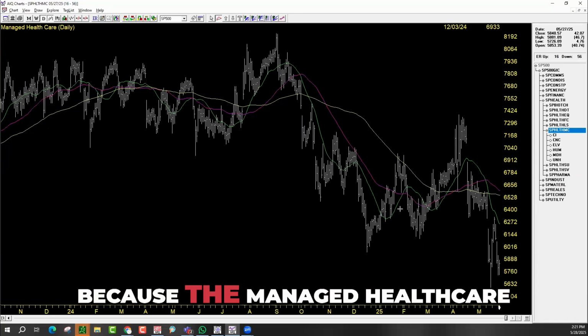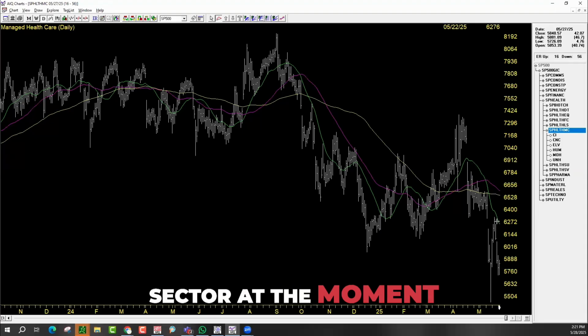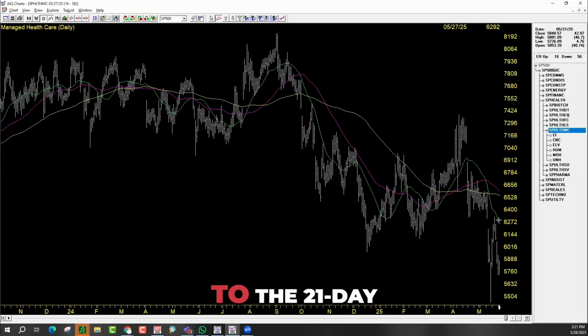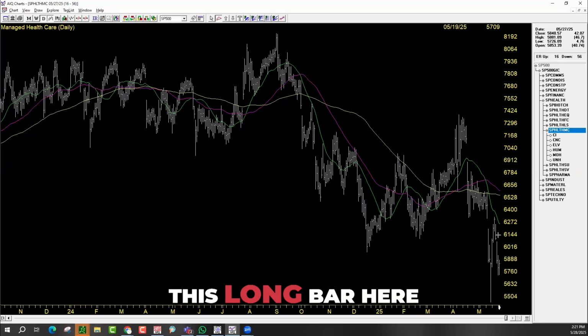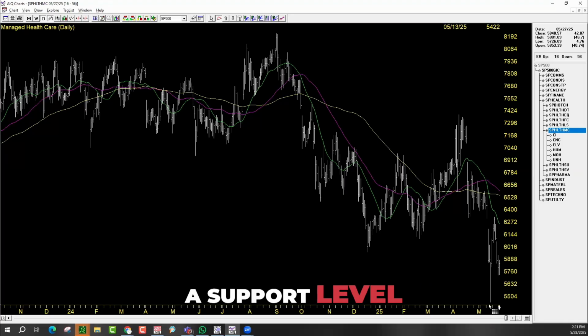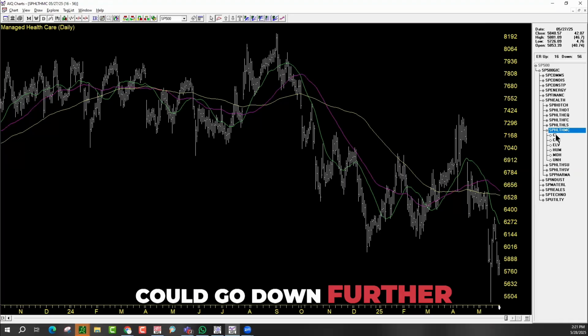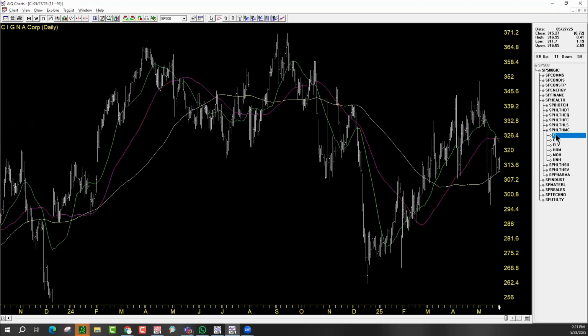This group's a little bit better actually, because managed healthcare seems to be like the poor man in the sector at the moment. It's come back up, tried to get close to the 21-day, but it's really been clobbered. I mean, it looks to me like this long bar here isn't particularly significant as a support level. It looks like this could go down further. Let's have a look at some of the stocks in here. Again, we'll see a mixed picture.